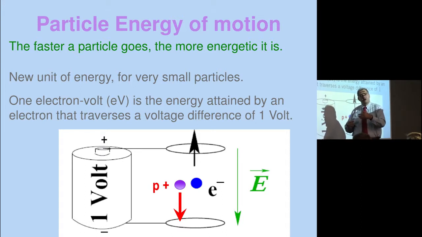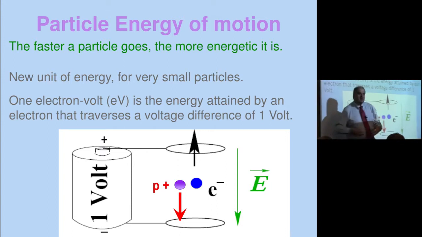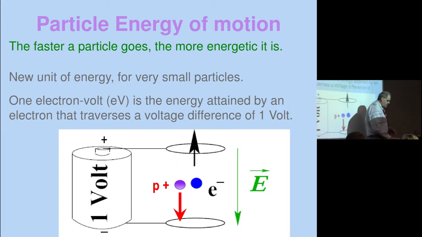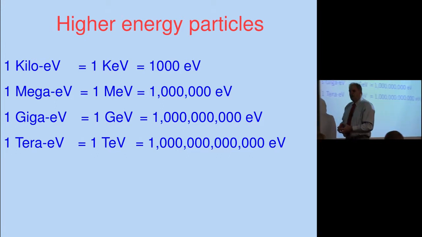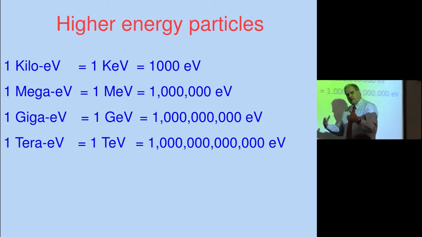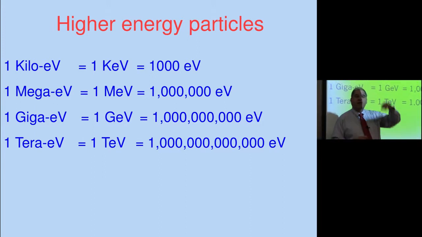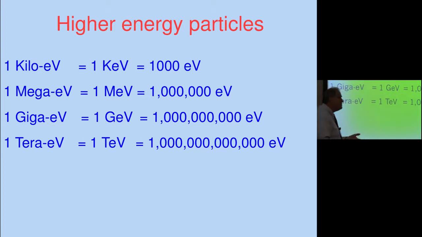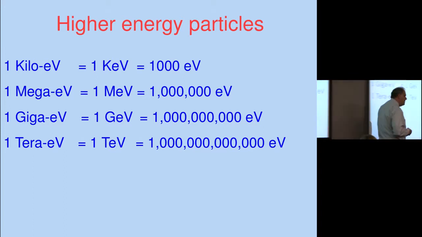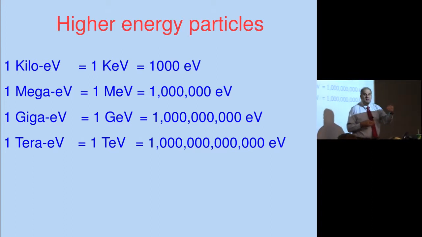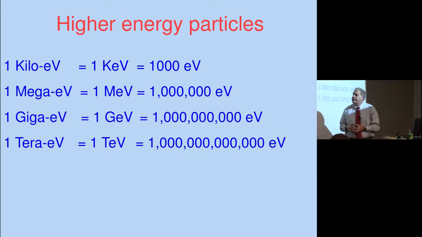We think in terms of multiples of that, 10 times that, 100 times that, 1,000 times that, 1,000,000,000,000 times that. So a kilo electron volt is a unit of energy that would be the result of taking a proton or an electron and passing it through 1,000 volts of potential difference. A mega would be 1,000,000 volts of potential difference. A giga would be 10 to the ninth, or 1,000,000,000 volts of energy. How many D cells is that going to take to produce?